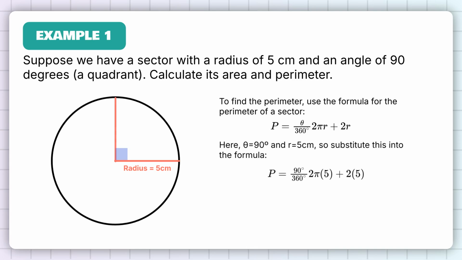Sub in the angle as 90 degrees and the radius as 5 centimeters into this. Simplify this to find that the perimeter is 2.5 pi plus 10 centimeters. By working through examples like these, you can see how to calculate the area and perimeter of divided shapes like semicircles, quadrants, and sectors.